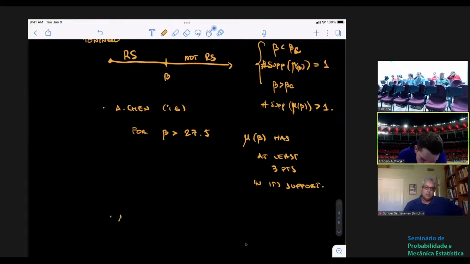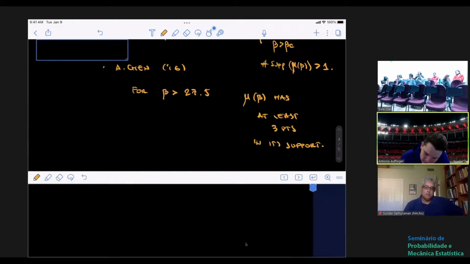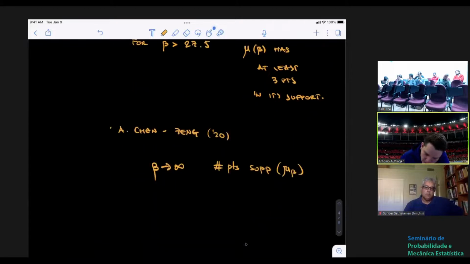What is the most recent work? This is myself, Wei-Kuo Chen, and Qiang Zeng, from 2019 or 2020. What we show is that if you send beta to infinity, so you look at mu beta but now I'm sending beta to infinity, then the number of points in the support of mu beta diverges.